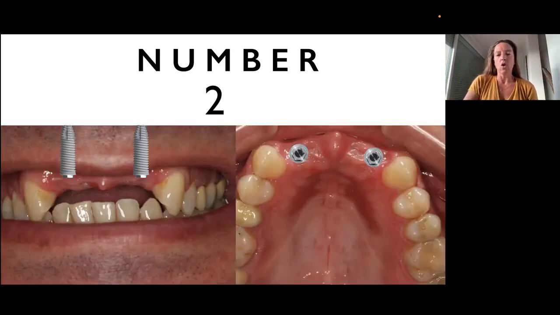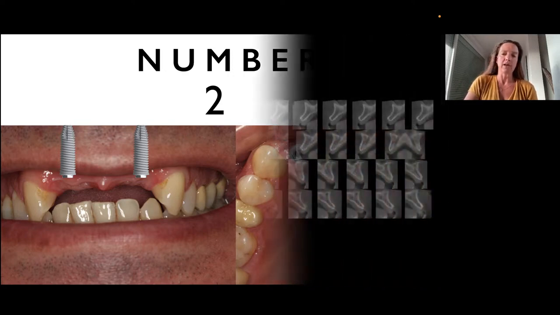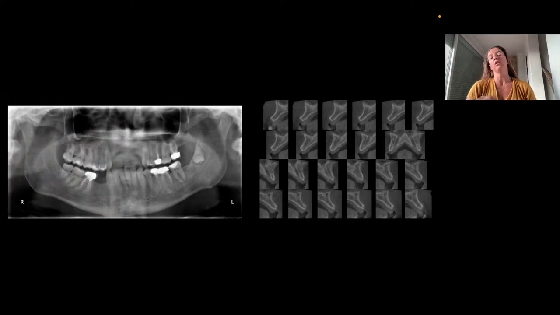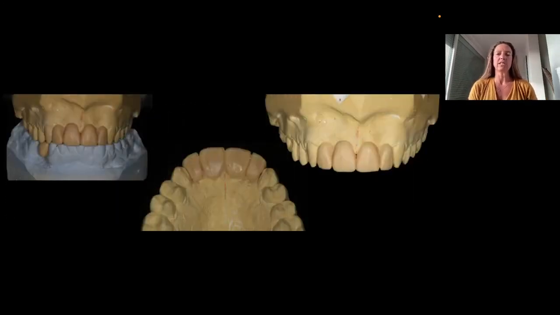So in terms of where it is more advisable to place the two implants, basically I always go only for two implants when the four teeth are missing. Where do I place them? Well, that is going to be guided by where I have the most bone available. Okay, so in this case, we check the CT scan.